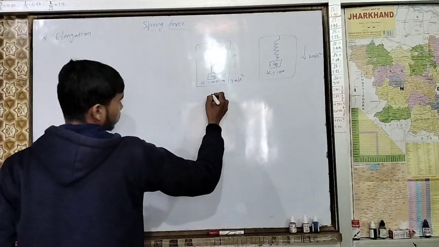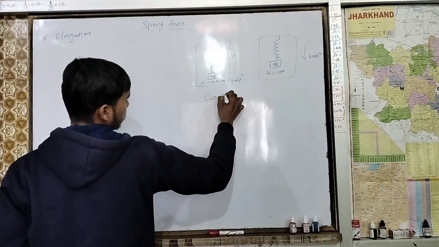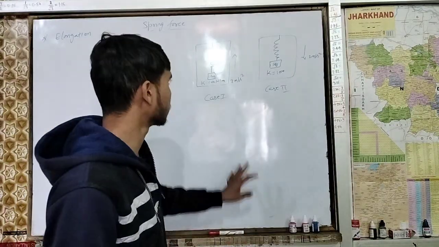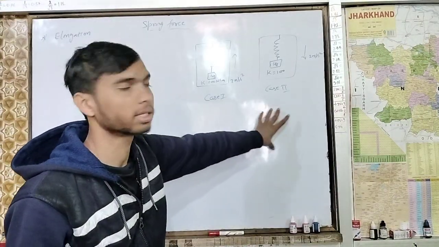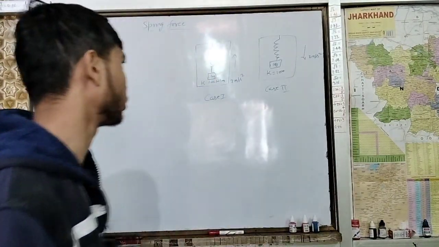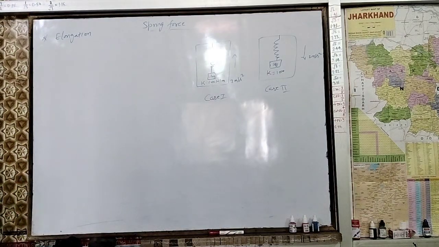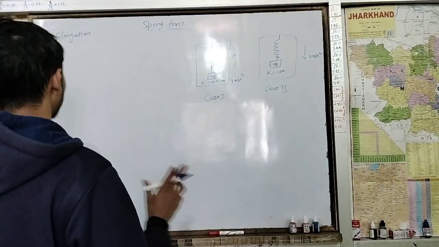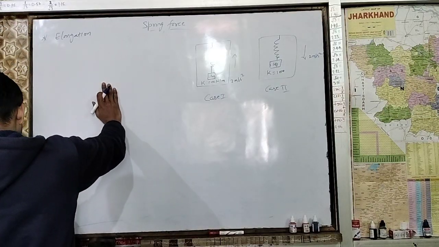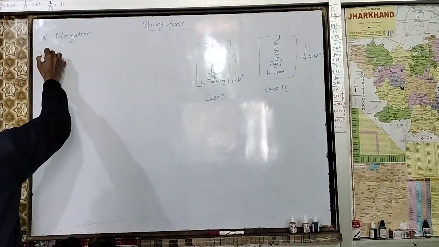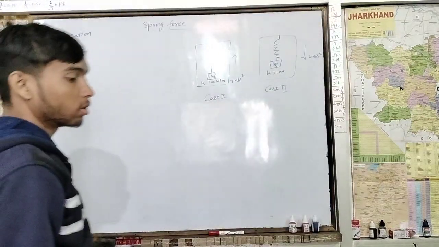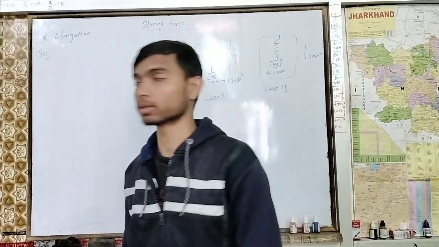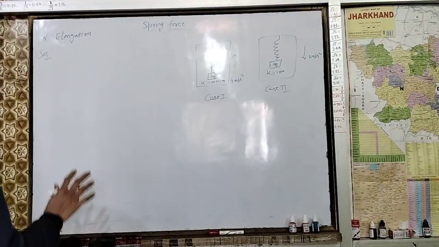There are two cases. Case number one, case number two. What's the difference between them? Just acceleration. Acceleration is upward in one and downward in the other. Everything is the same except the direction of the acceleration. Even the magnitude of acceleration is the same, only the direction is changed. So in case number one, you will see the result of changing direction.